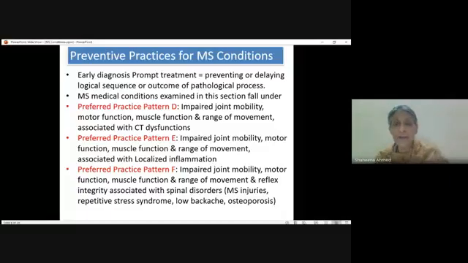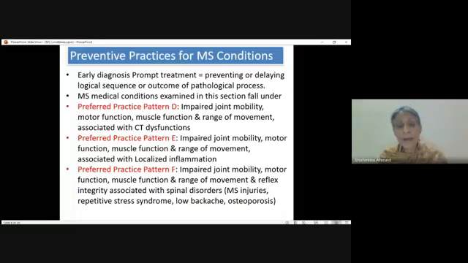Now, the fifth condition differentiates between these patterns. If with all these conditions there is associated connective tissue dysfunction, then we put this musculoskeletal condition in pattern D. If these four findings are associated with localized inflammation, then we put this musculoskeletal condition in pattern E. And if with all these four findings we see any reflex integrity associated with spinal disorders, then we put it in pattern F.